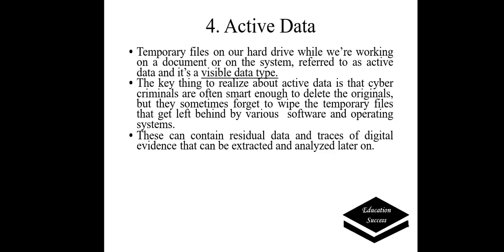Next data type is active data. Temporary files on our hard drive while we are working on a document or on the system are referred to as active data. It is a visible data type. It means these are the files we are working on.